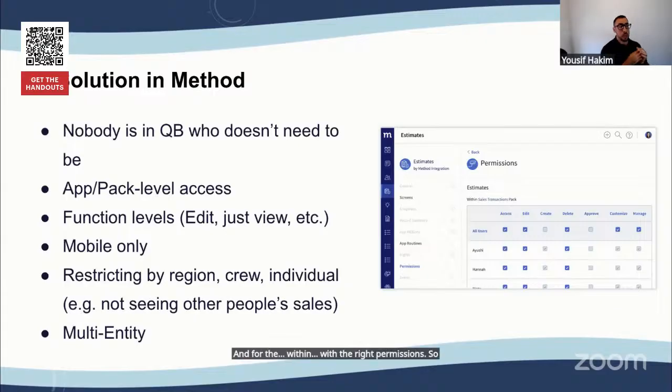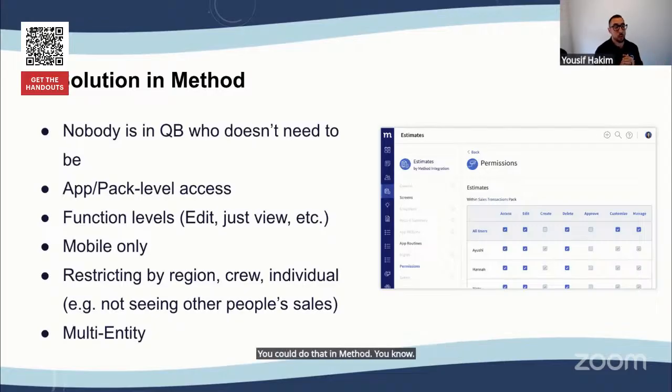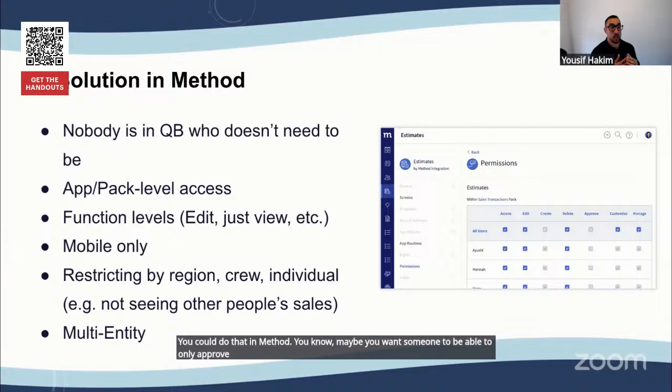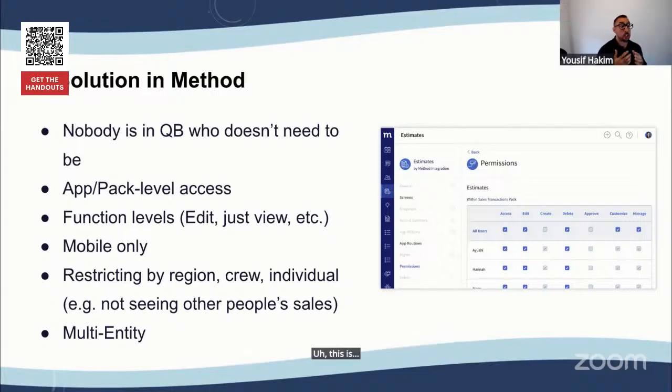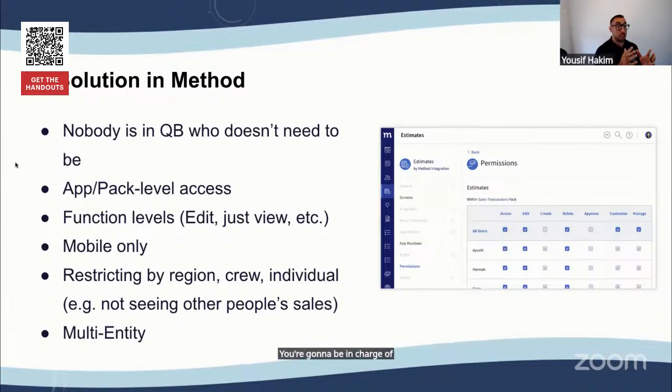So maybe you want someone to be able to just see estimates but not be able to edit them. You could do that in Method. Maybe you want someone to be able to only approve estimates, let's say at a C-suite level for the company. That's something you can do. You can also set certain power users in Method for your business and say, hey, you're going to be in charge of customizing just this part of Method, this app. So that's given to you out of the box.